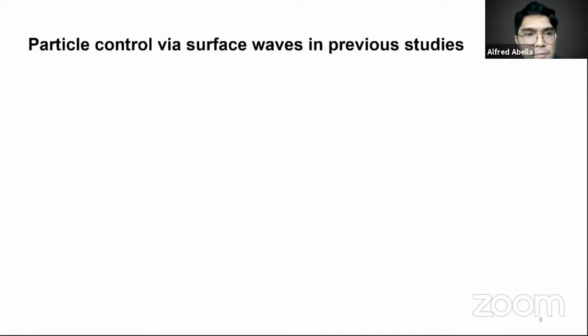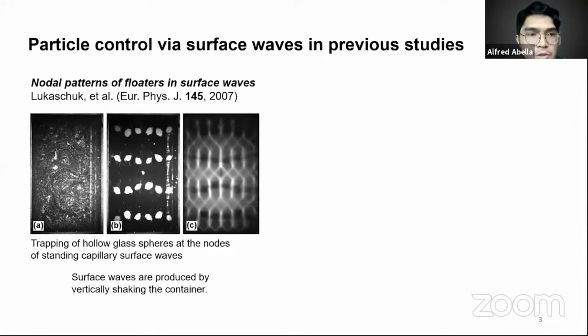So in previous studies, particle control via surface waves has been shown. In this work by Lukashuk et al., they controlled the motion of spherical glass particles using surface waves, which are produced by vertically shaking the container. As you can see in figure A, this is the initial configuration of the floating particles. The standing waves produced by the shaking container are seen in C, and the final configuration of the particles being trapped by the surface waves is shown in B.